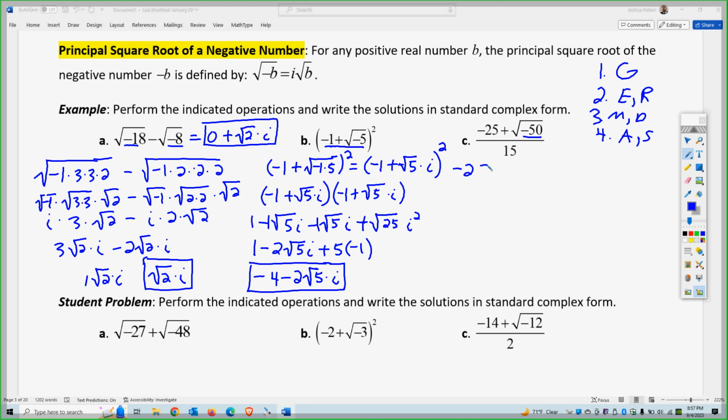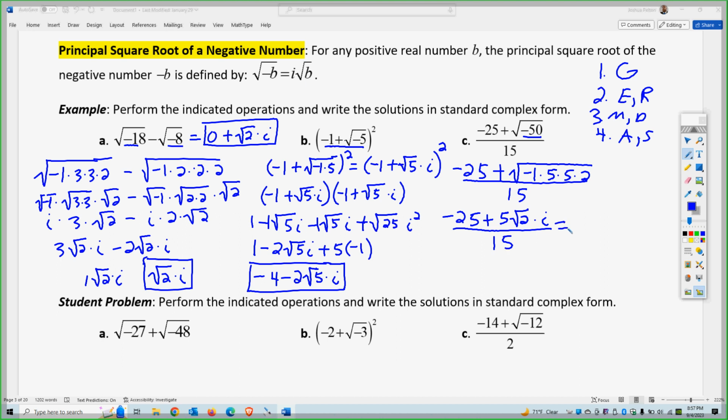So -25 plus, and -1, so 50 is 5 times 10, right? So that's 5, 5, and 2. So you have -25 plus 5 root 2 times I, because the square root of 25 is 5, and the negative 1 comes out as I, over 15.